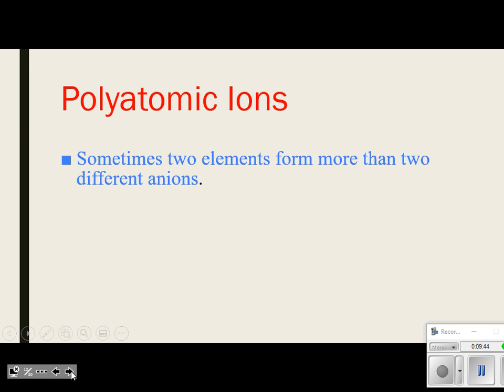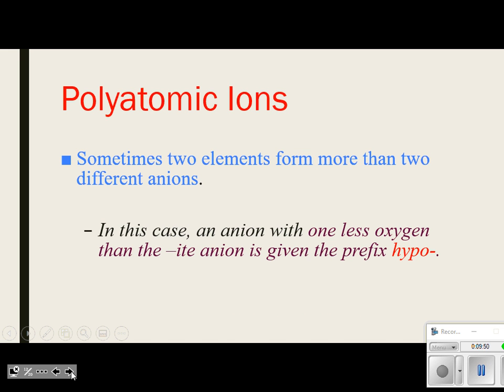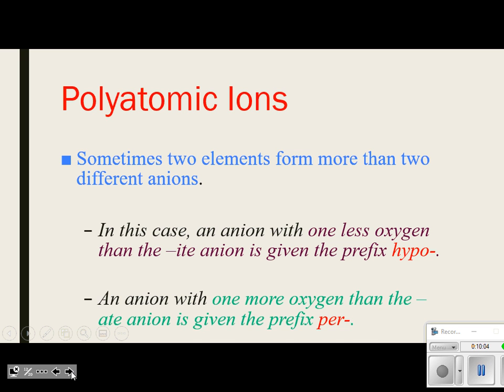Sometimes two elements form more than two different anions. In this case, we use an anion with one less oxygen is the ite anion. One less oxygen than that, we put hypo in front of it. An anion with one more oxygen than the ATE is given the prefix per.